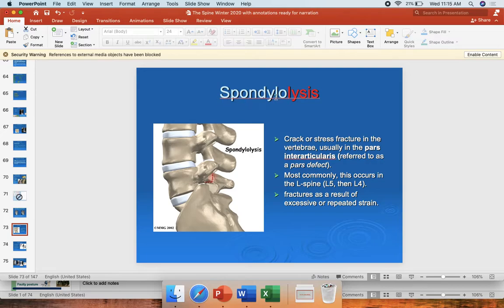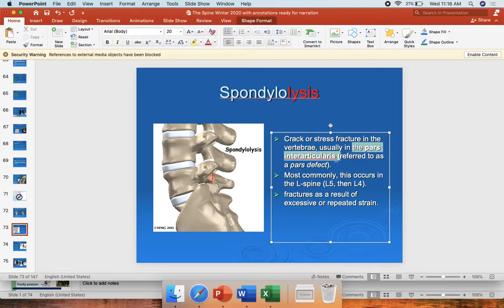Moving ahead to a spondylolysis. Remember, lysis meaning crack. So this is going to be a fracture in the vertebrae at a specific part, usually in the pars interarticularis, right there. If you need to pause this video for a second so you can go and refresh yourself on the pars articularis real quick in the vertebrae, go ahead and do that.